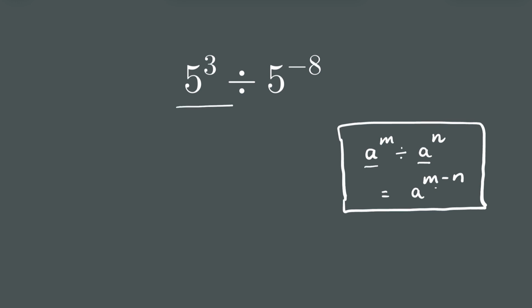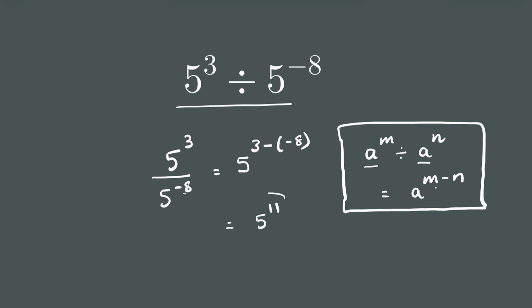So this we can write as 5 to the power 3 upon 5 to the power minus 8. So we can subtract the exponents. 5 to the power 3 minus, and here we have minus 8. We can write it as 5 to the power 11. So this is your answer.